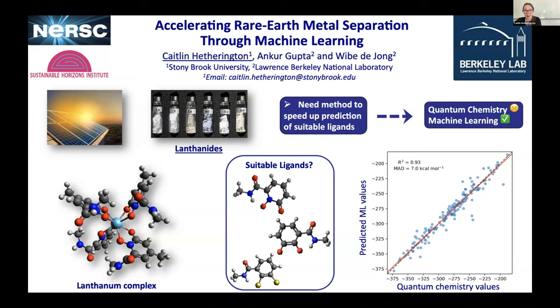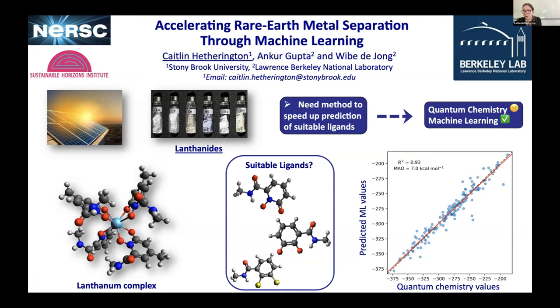And even though quantum chemistry methods can be used, achieving a good prediction with high accuracy is both time-consuming and computationally expensive. In this work, we have built an efficient machine learning model that can both quickly and accurately predict the properties of these lanthanide ligand complexes, even with quite a small data set.